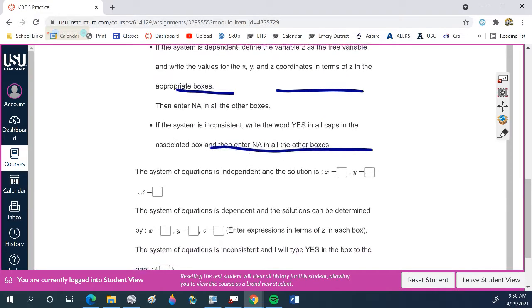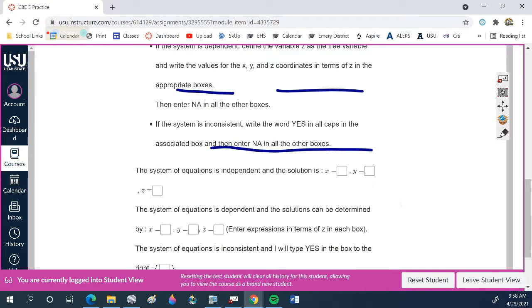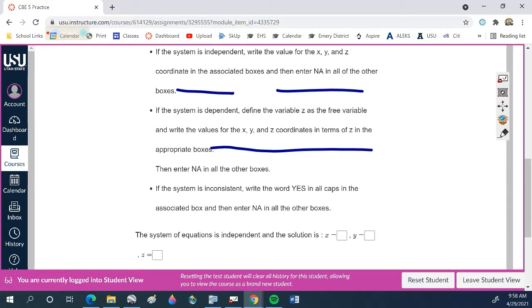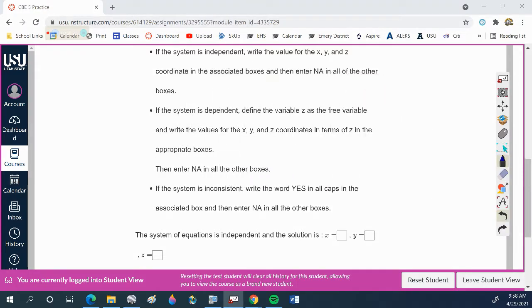If the system is dependent, that would mean infinite solutions. And then inconsistent means no solution, and then you would write the word YES in all caps. Oh, I'm glad you guys reminded me of this. So the first one is easy. The last one is easy.